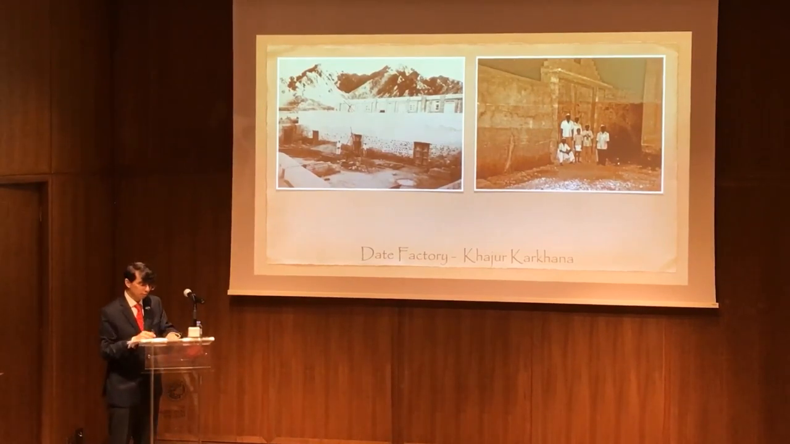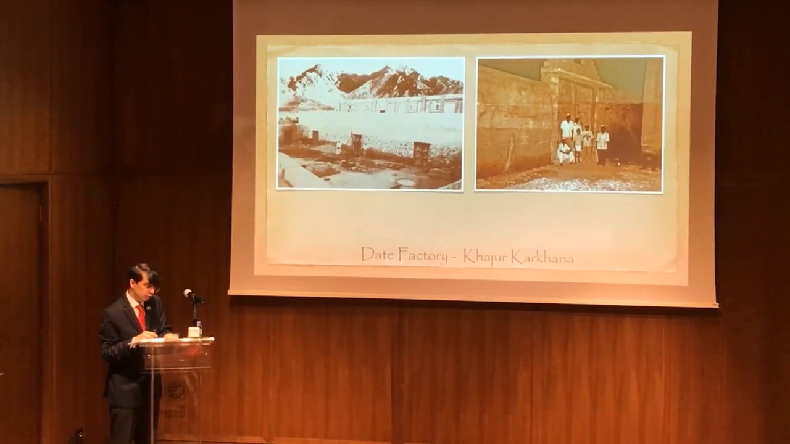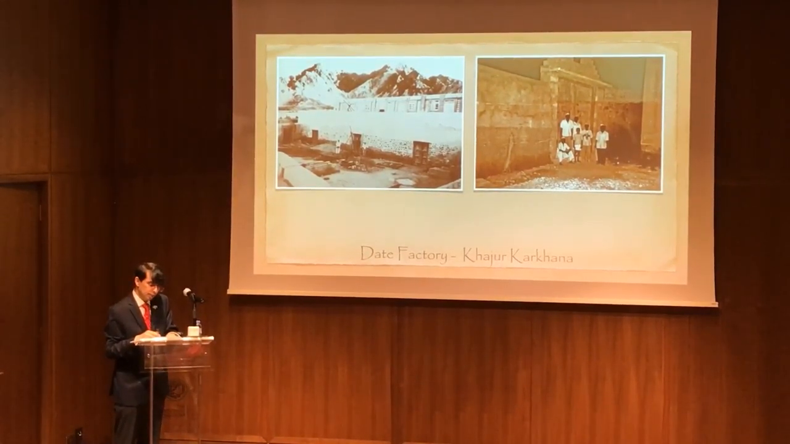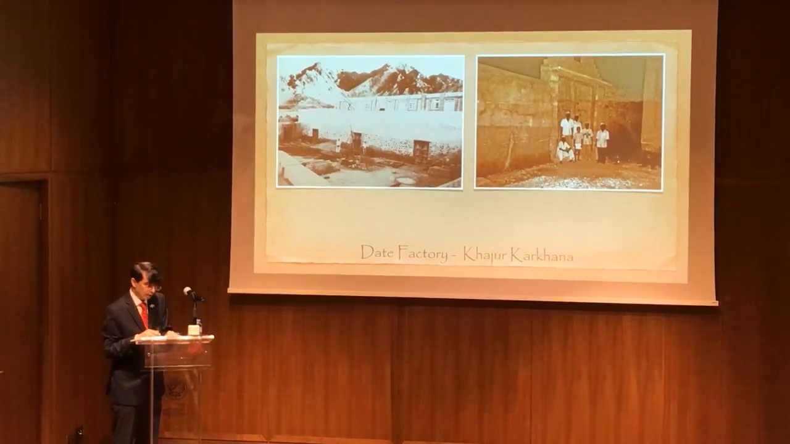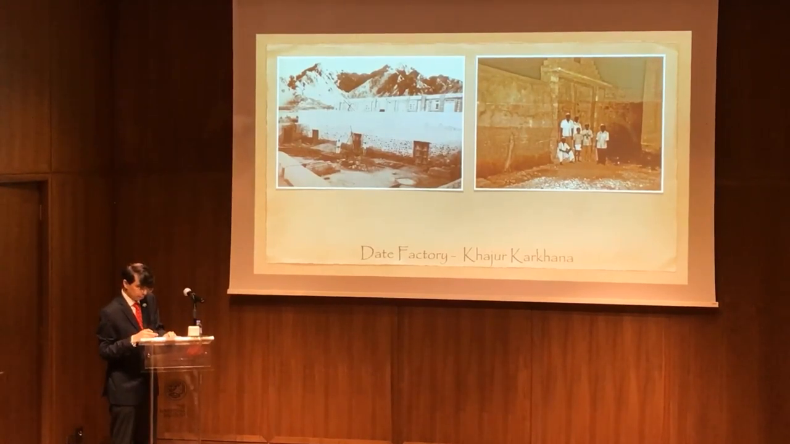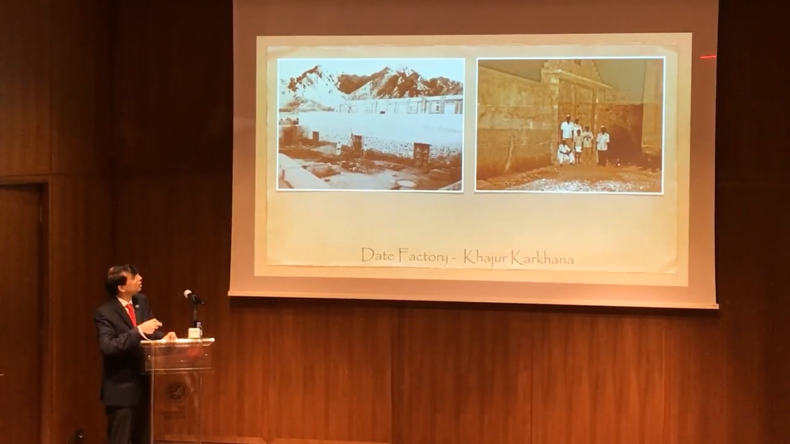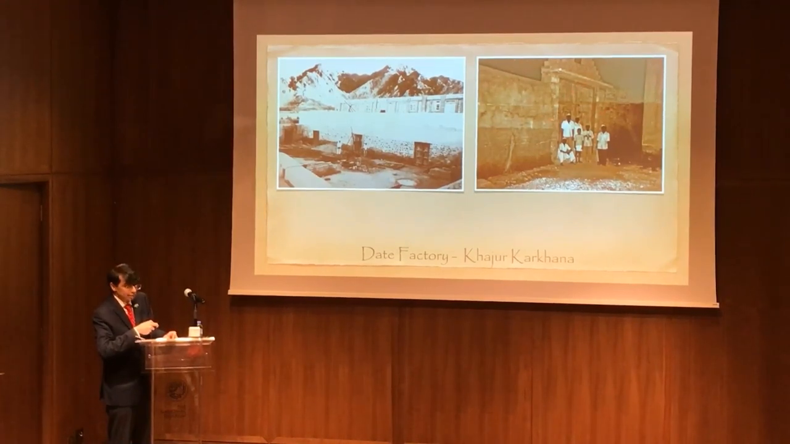We're going back to the dates factory, the Khajur Karkhana. This massive date packaging factory had several date pressing machines. More than 100 Omani women were employed at the peak packing season. A daily wages register was maintained with their names and the amounts paid. Several large warehouses were built around the factory. If you go to the Mathura Souk, you can still see this gate right here. This is probably later, in the 60s.